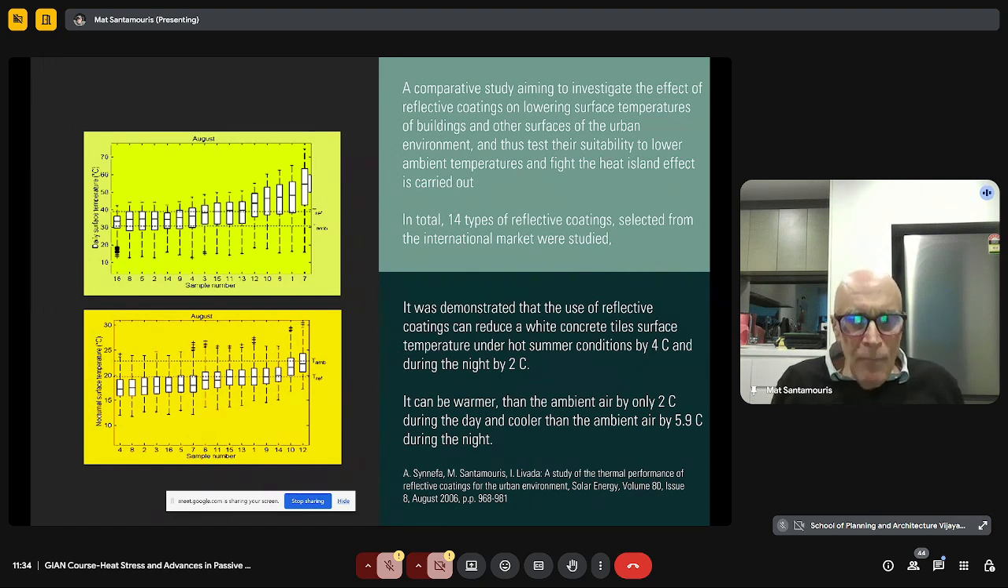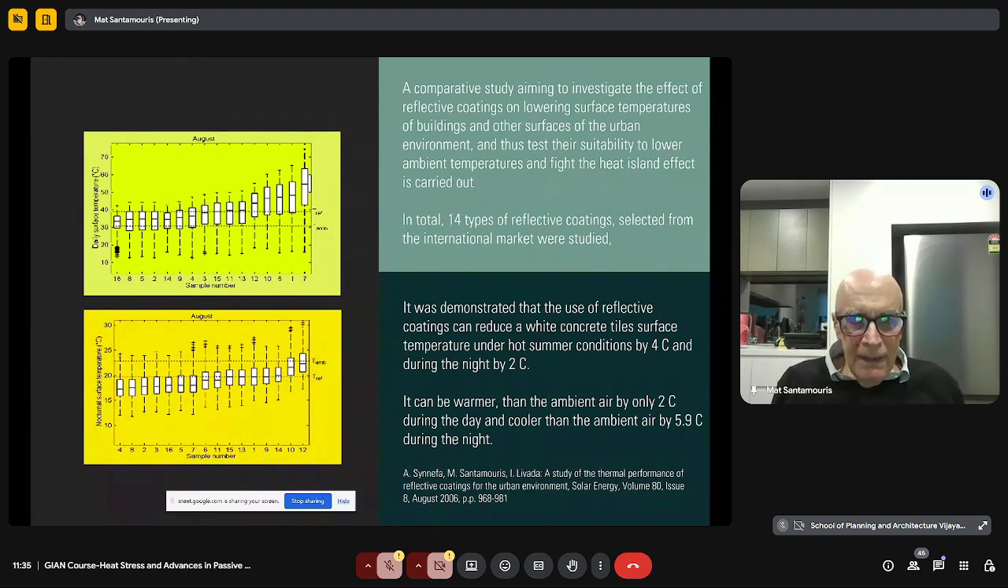We have made a comparative testing for about 2 months of about 19 different reflective white paints during the summer period. We follow the daytime temperature and we follow the nighttime temperature. Most of these materials present a very high reflectance, close to 0.9. Some of them had 0.95, some others have 0.85.